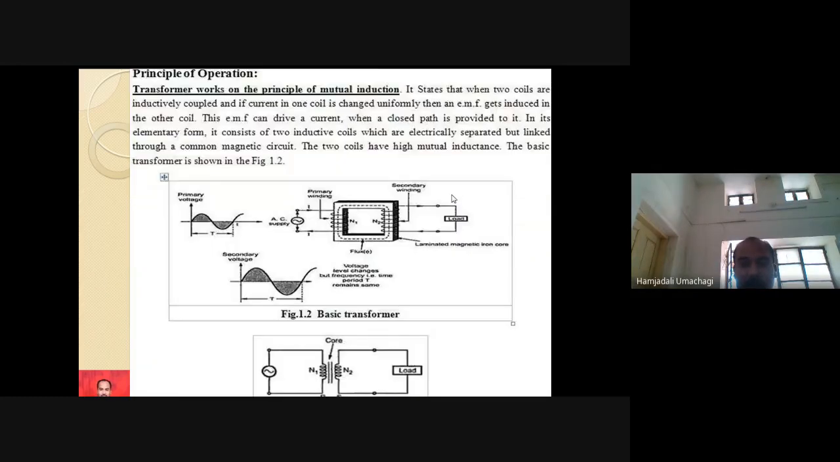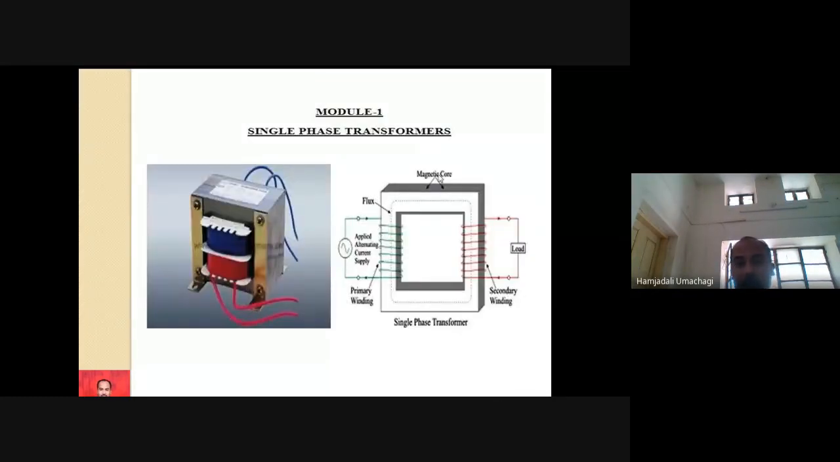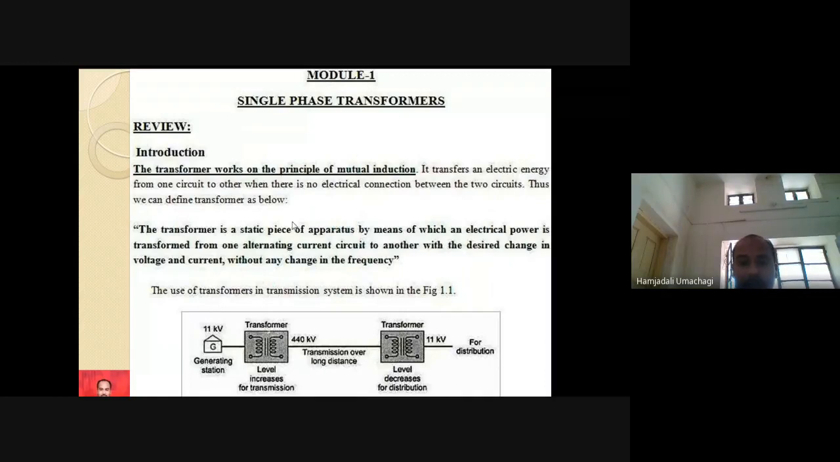If you take your previous slide, this is my one circuit and this is my other circuit. So if I want to transfer energy from this circuit to this one without any electrical connection, it is made up of an iron core part. Iron core means flux will be there, but no electrical connection. Remember, there is a magnetic linking, and that magnetic linking is nothing but the flux. Thus, we can define the transformer as below.